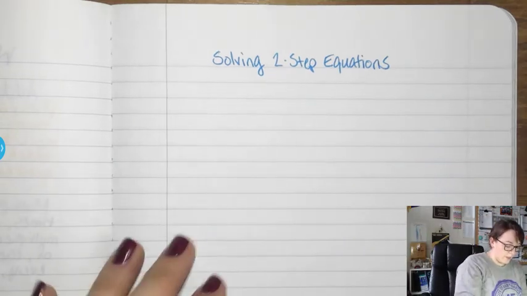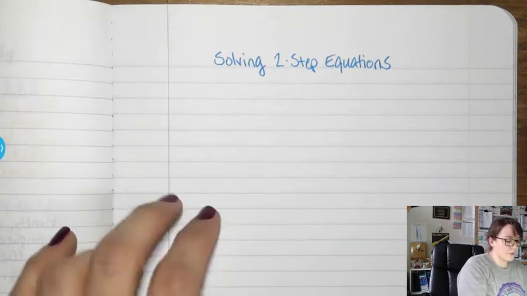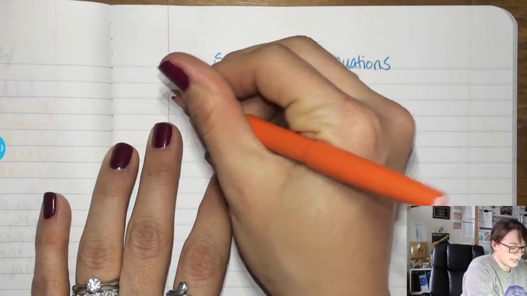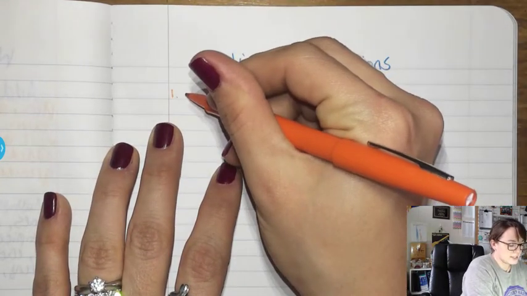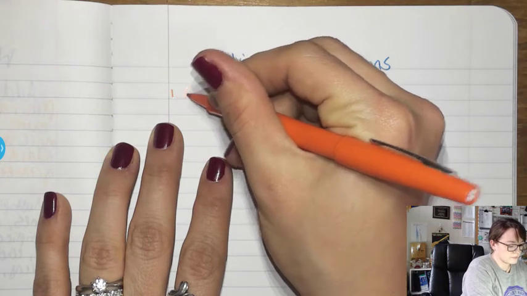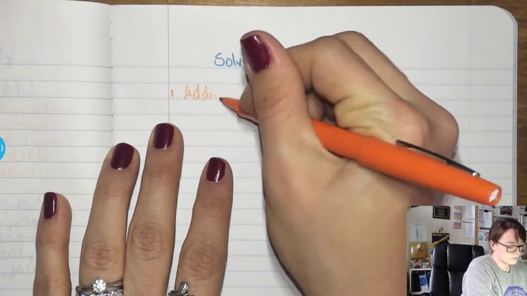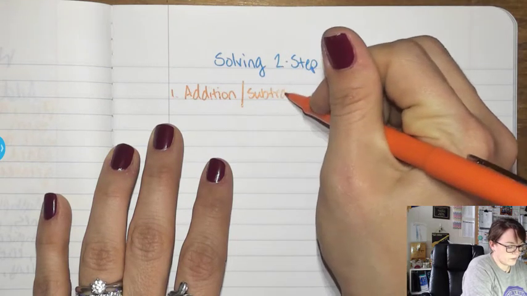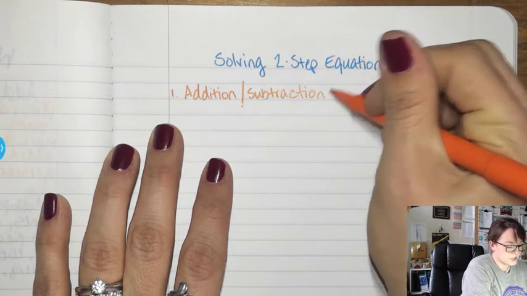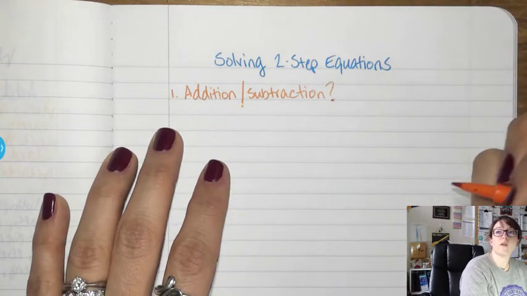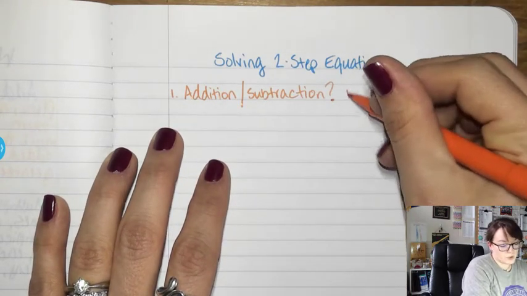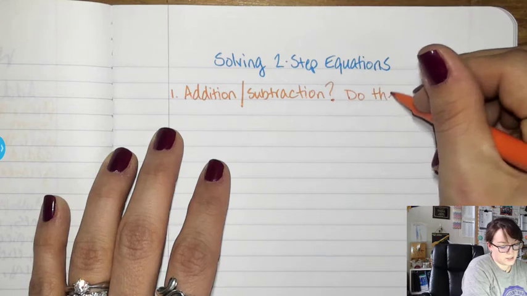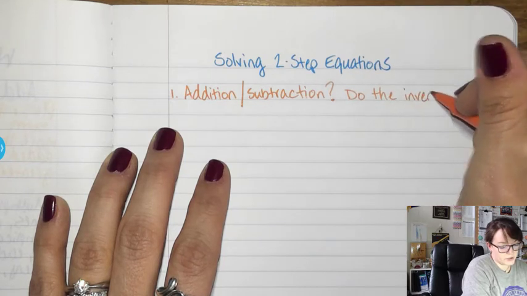So, to solve a two-step equation, the first thing you look for is addition and subtraction. So is there addition or subtraction? Question mark. Do the inverse.